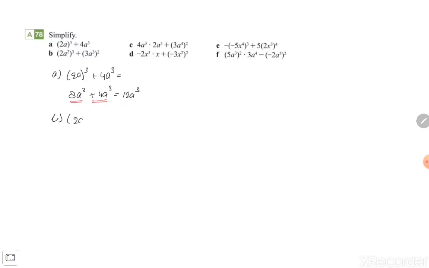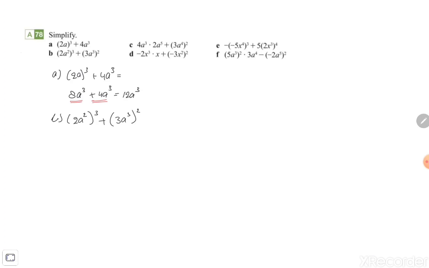B: (2a to the power of 2) to the power of 3, plus (3a to the power of 3) to the power of 2. And here is the power of a power.